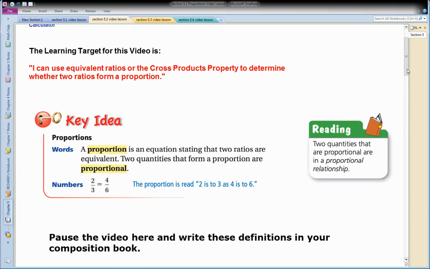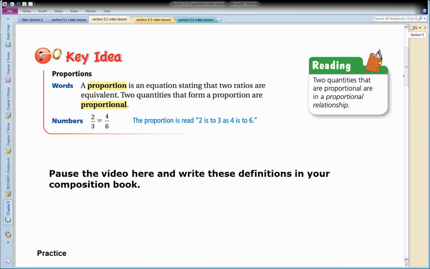So let's get started. The first definition we have here is for proportion. A proportion is an equation. We talked about equations in chapter 3. It is an equation stating that two ratios are equivalent. And remember, equivalent means equal, okay? Two quantities that form a proportion are proportional.